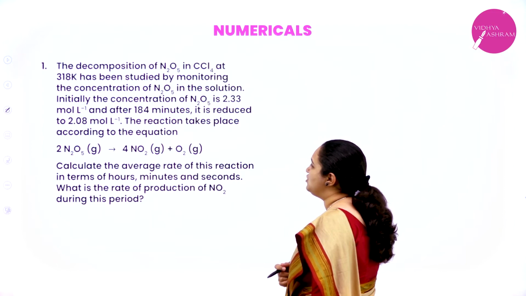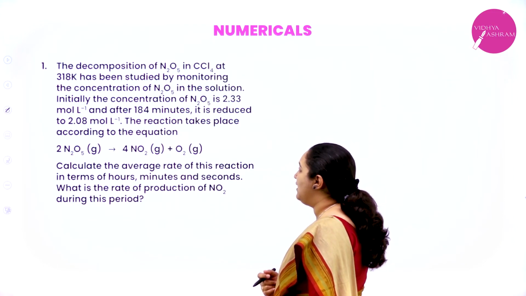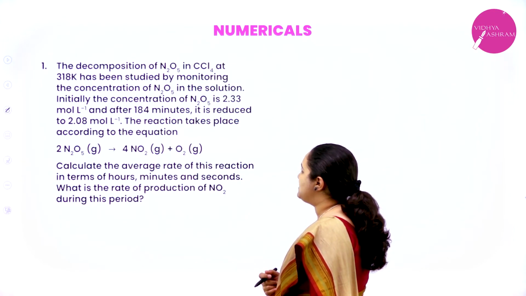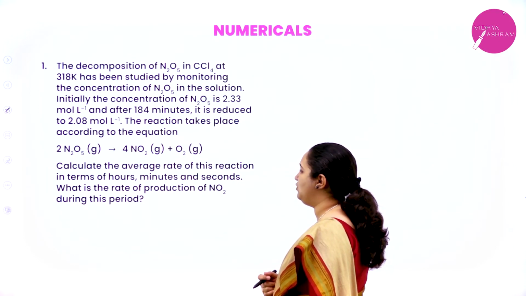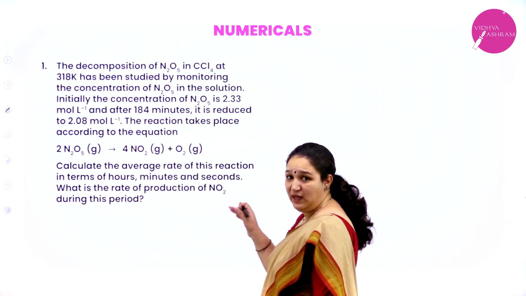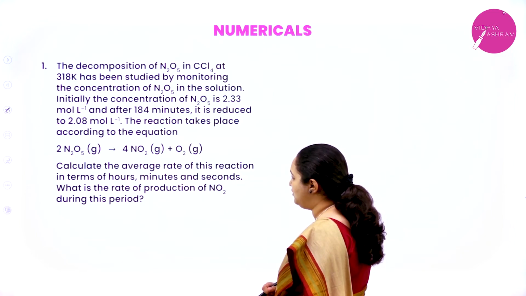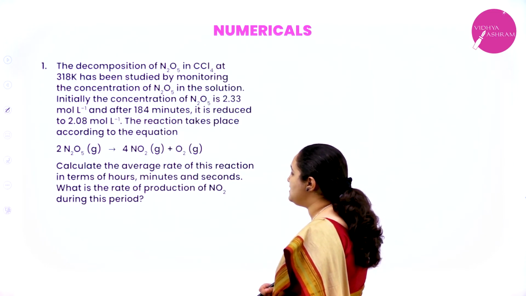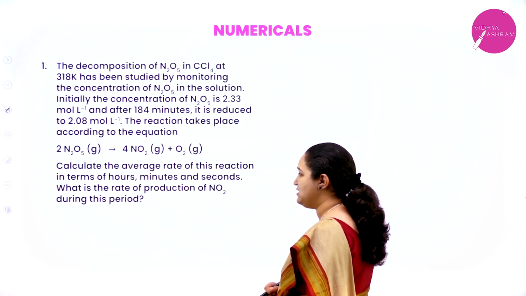Initially, the concentration of N2O5 is 2.33 mole per liter, and after 184 minutes, it is reduced to 2.08 mole per liter. The reaction takes place according to the equation. They have given the equation. Calculate the average rate of this reaction in terms of hours, minutes and seconds. What is the rate of production of NO2 during this period?